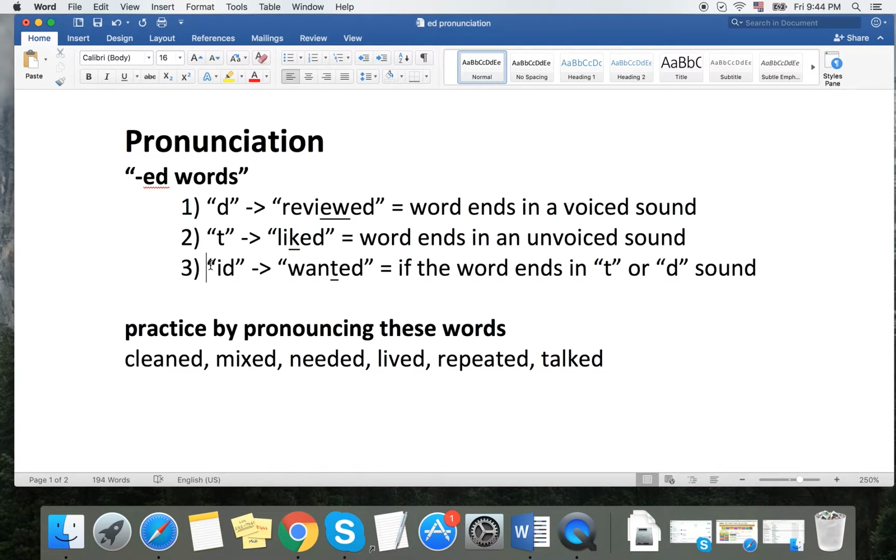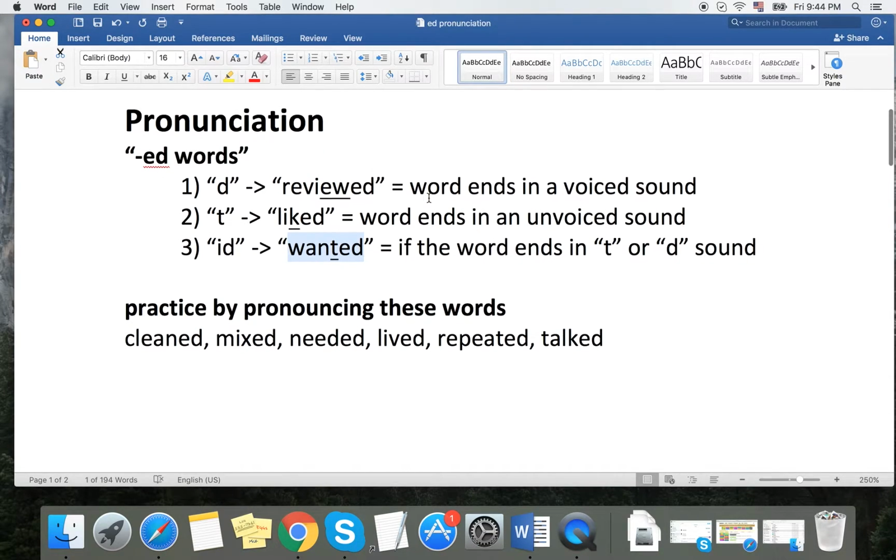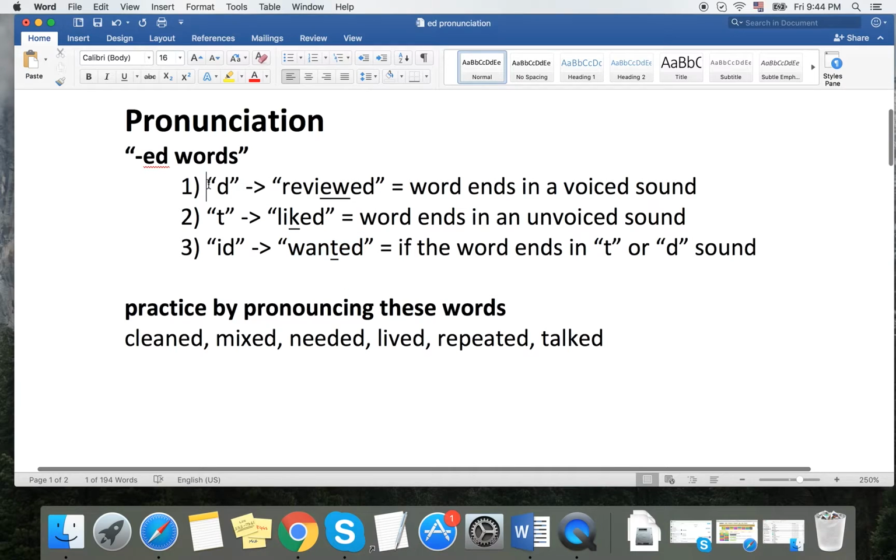The final sound is going to be the id sound, and that one just happens when the base word ends in a t or d sound, and so here you'd have wanted. Okay, so those are the three ways.